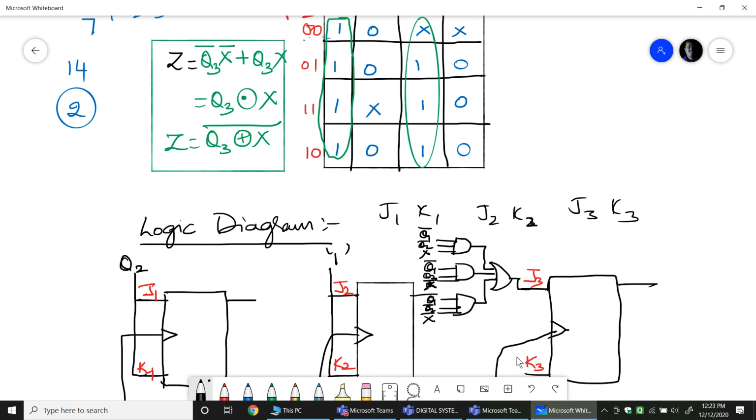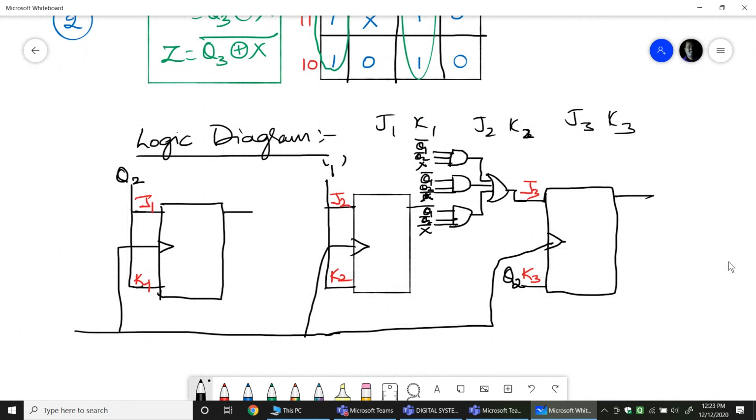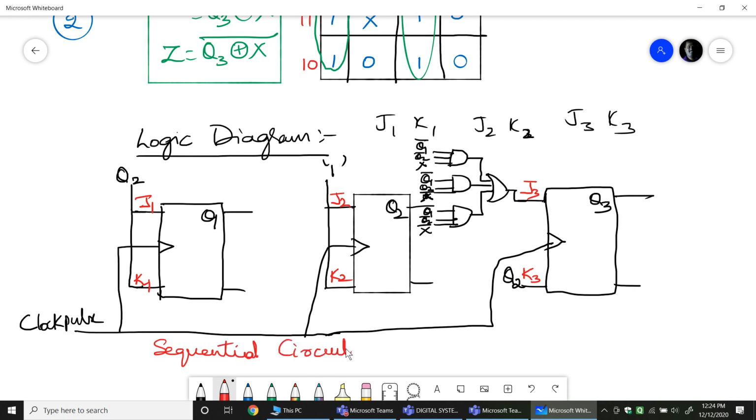Then K2 K3 is Q2, K3 is Q2. So this is Q2, Q1, Q3. This is the clock pulse. Therefore, this is the sequential circuit that we have got for BCD to XS3 code.